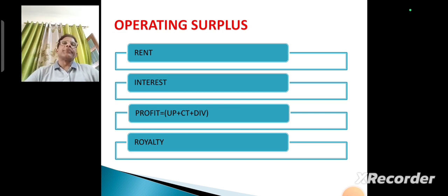So basically there is one point of similarity in both cases: payment by the tenant to the landlord. And the point of difference is, in case of rent it is the use of land only, and in case of royalty it is the extraction of the subsoil assets from the land. Well, we move to the next component of the operating surplus now. It is interest.